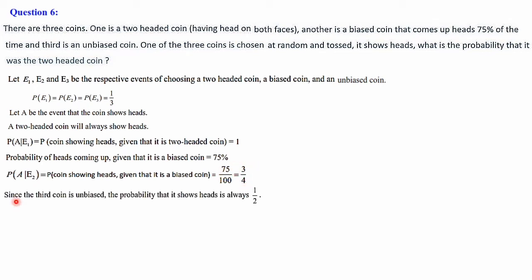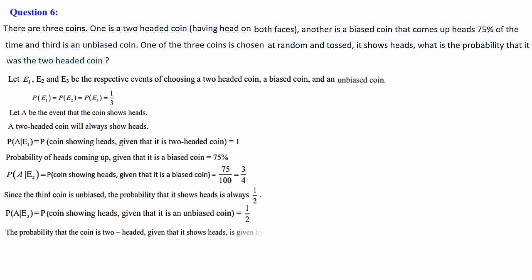Next is third coin is unbiased. The probability that it shows head is always 1 by 2. So equal chance. Both the two outcomes, head and tail, are there, and the probability of showing a head is 1 out of 2. That is probability of A given E3 is 1 divided by 2. So all the things are there with us. P of E1, P of E2, P of E3 we have got. P of A given E1 we have. P of A given E2 we have. P of A given E3 also we have calculated.